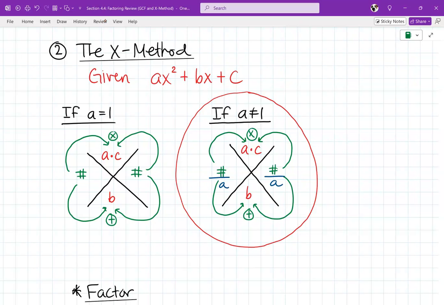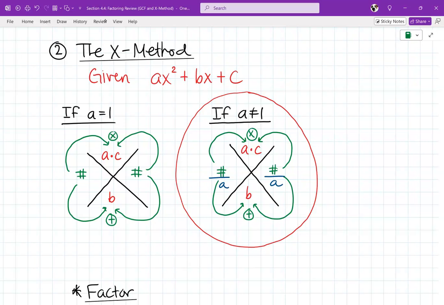You're going to draw a big old X. That big X right there, you're going to draw it out. Notice how on the top of that X, it says A times C, and on the bottom it says B, right? So your A value, your C value, and your B value, they're all going to be used. You're going to fill them in, okay?